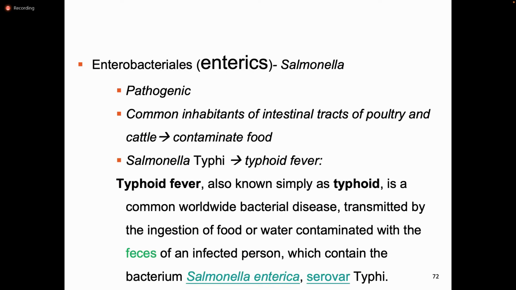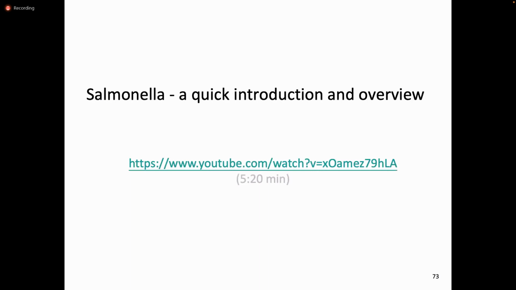Okay, one very famous enteric pathogen is the cause of typhoid fever. Typhoid fever is a disease caused by Salmonella. It's a fever and diarrhea kind of disease, and sometimes can cause death. But some people have no disease, no symptoms, but they become carriers.